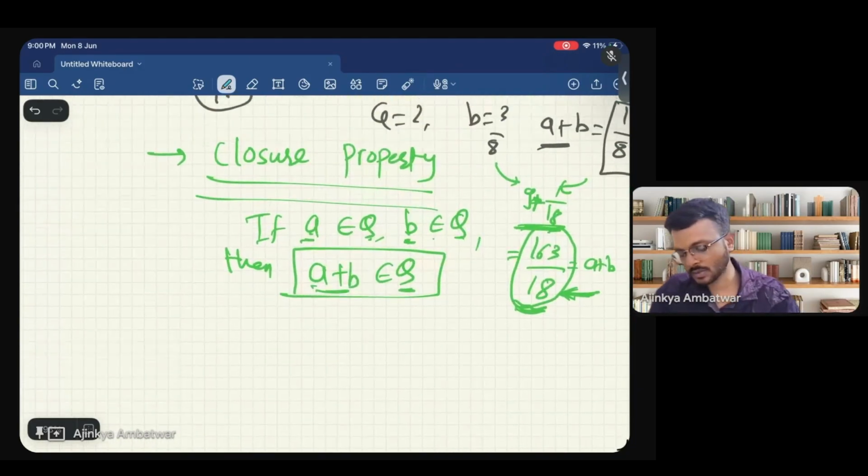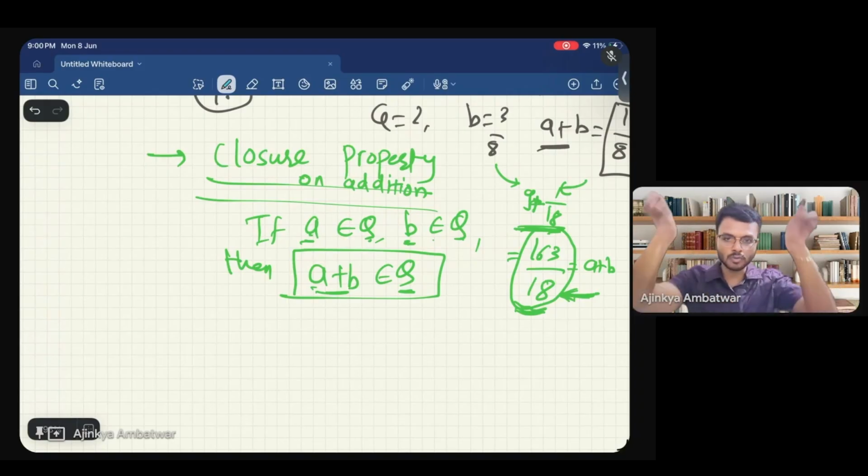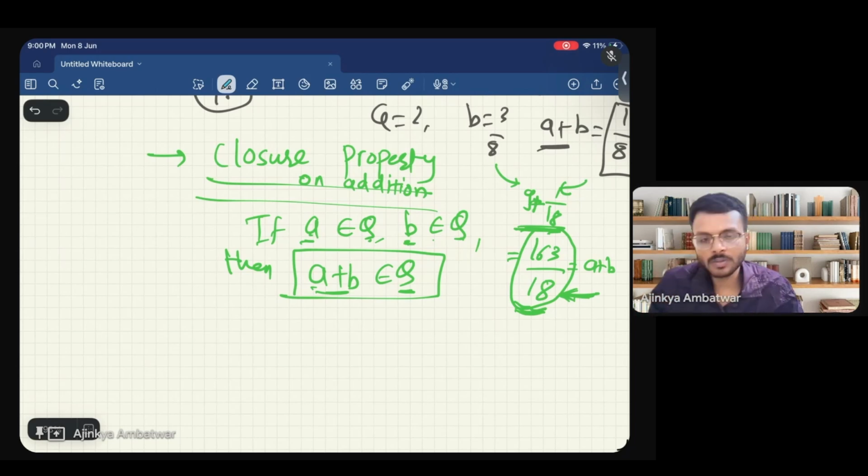property on addition. We actually call it closure property on addition, because we are adding and we'll still find that the number is still inside that house, because it's still a rational number. If any number is rational, it will be in that house. So it's closure property on addition.